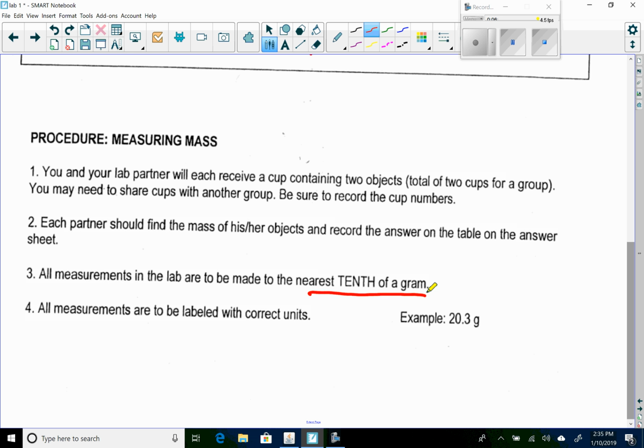3. All measurements in the lab are to be made to the nearest tenth of a gram. 4. All measurements are to be labeled with the correct units. Example, 20.3 grams.